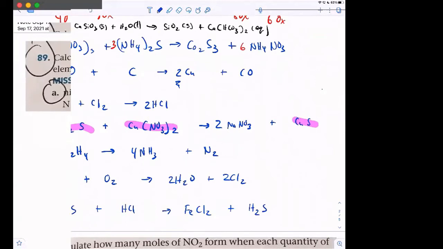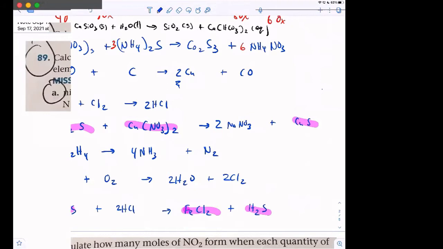So start with iron. There's 1 unit of iron on the left, 1 unit of iron on the right. So set that ratio. Then sulfur, there's 1 unit of sulfur on the left and 1 unit of sulfur on the right. So set that ratio. Now we have 1 unit of hydrogen on the left and 2 on the right. So I got to put a 2 there.